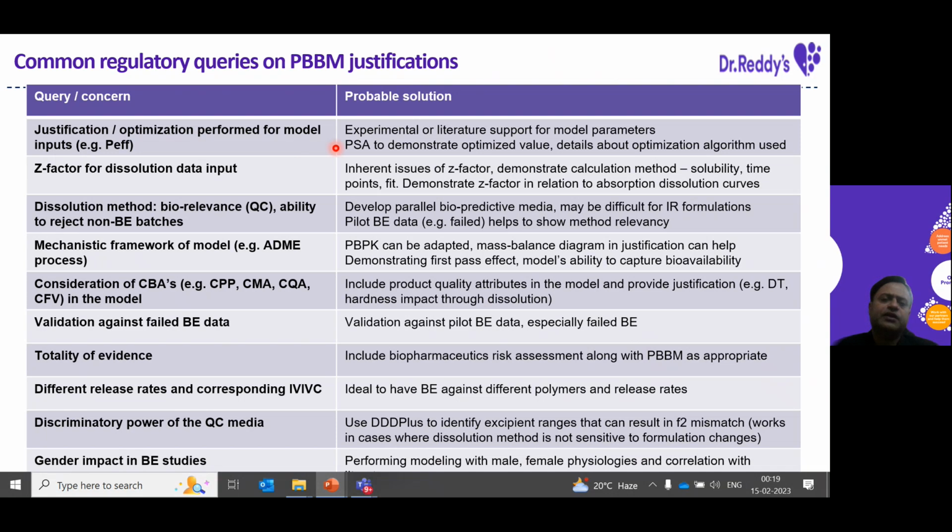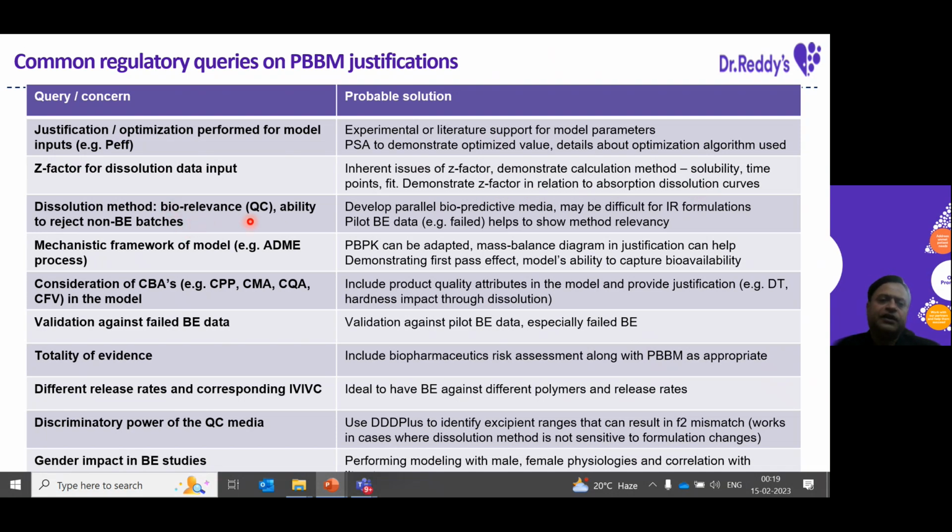Some of the queries we get is how to justify the model inputs, whether they are based on experimental data or literature data. We have to have a parameter sensitivity analysis to justify selection. Then there are also questions around the Z factor for dissolution input. What is the basis or scientific rationale for selection of the Z factor, and demonstrating the relation of Z factor to the absorption dissolution curves?